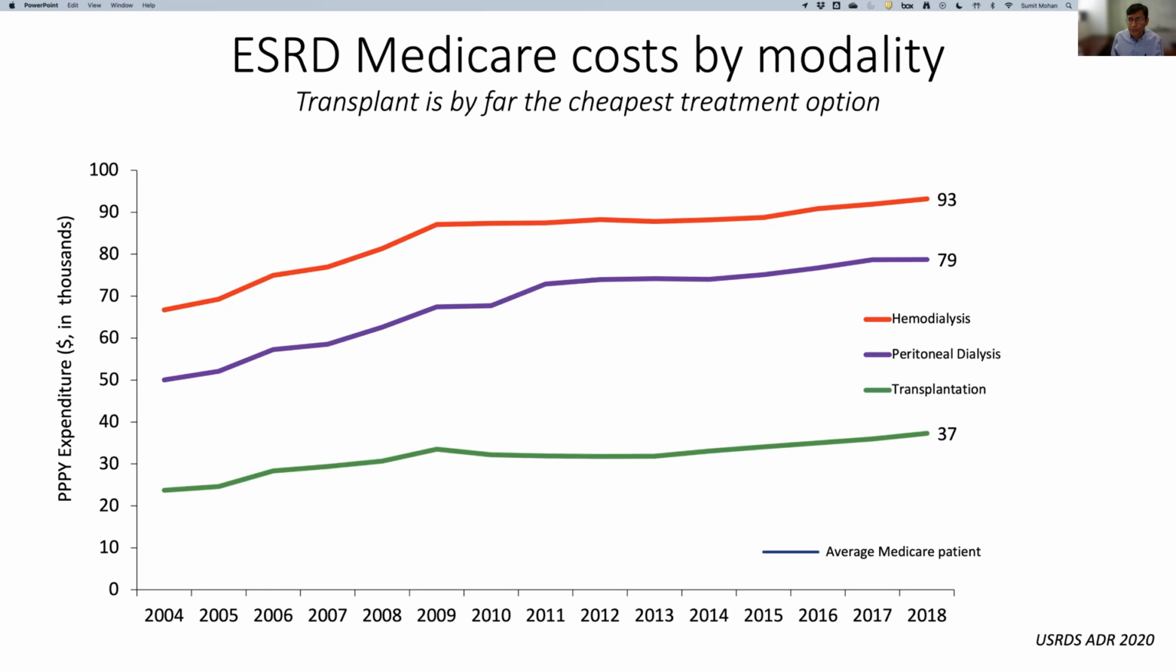And like most treatments in medicine that are incredibly effective, it is in fact the cheapest of all the modalities that we have for treating end-stage kidney disease. So there is really no reason that we shouldn't be investing more in trying to grow our kidney transplant program for our patients with end-stage kidney disease in the US.